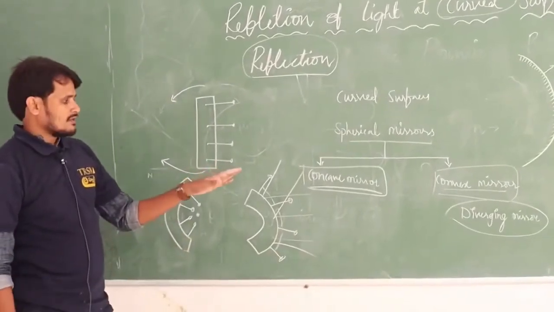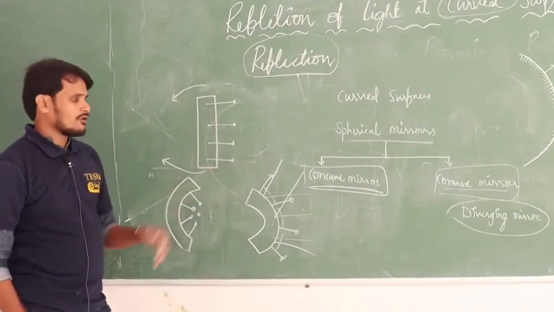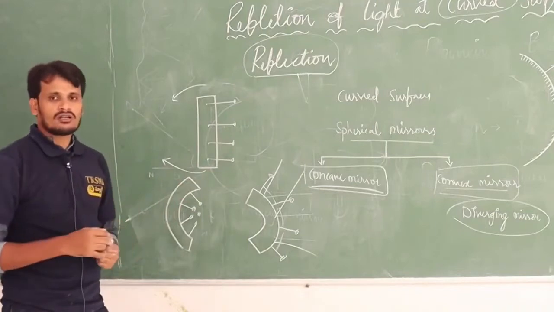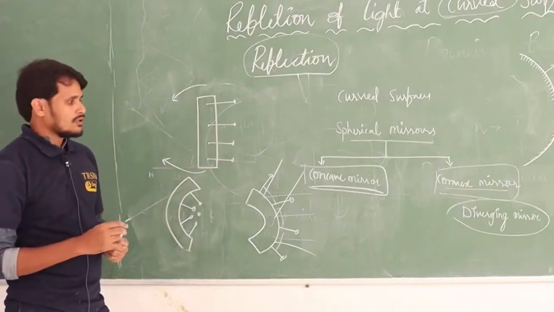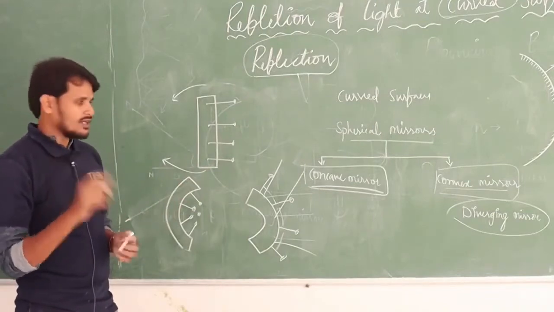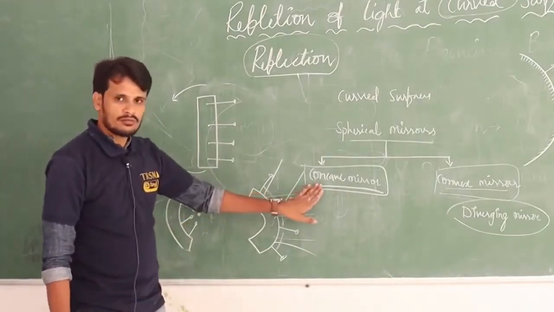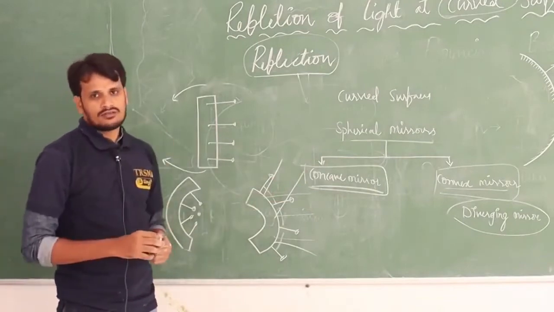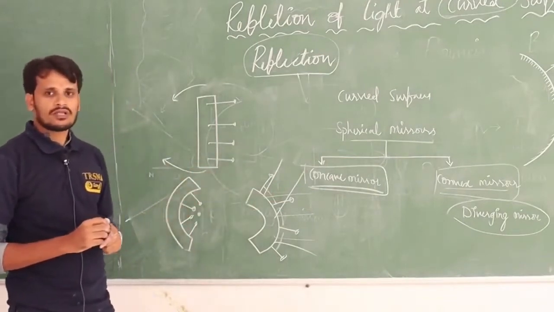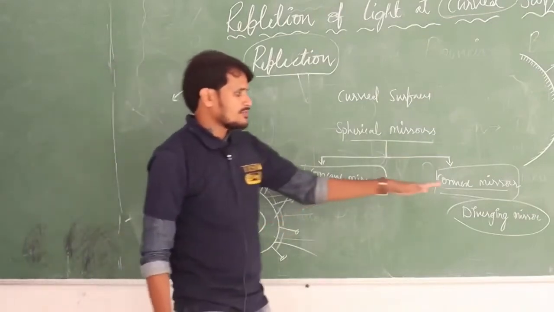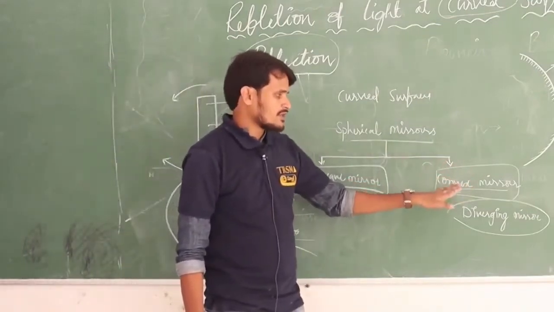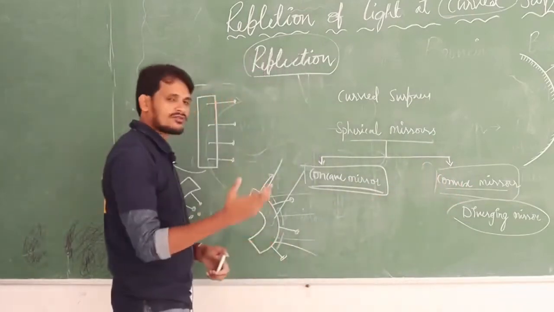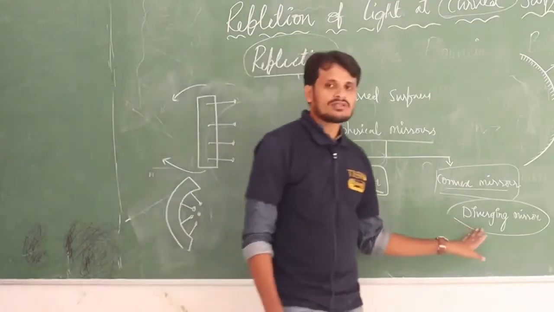Understood what is a concave mirror and why we are calling the concave mirror a converging mirror? What is a convex mirror? Why we are calling the convex mirror a diverging mirror? So let me say once again that a concave mirror is a spherical mirror having a reflecting surface inside and coated area outside. A concave mirror is also called a converging mirror. And a convex mirror is a spherical mirror having a coated area inside and reflecting area outside, also called a diverging mirror.